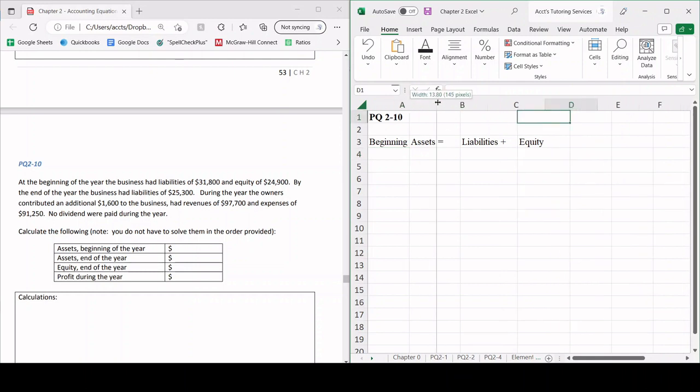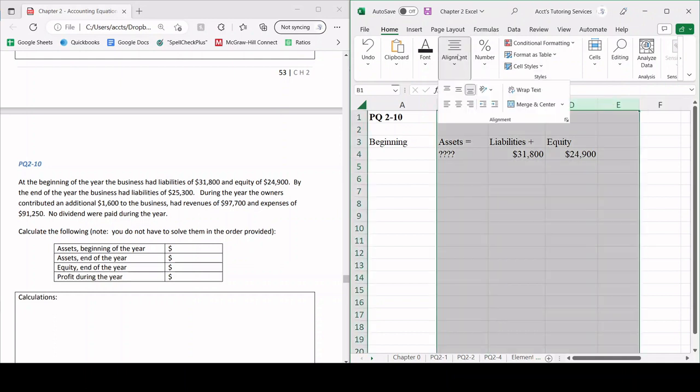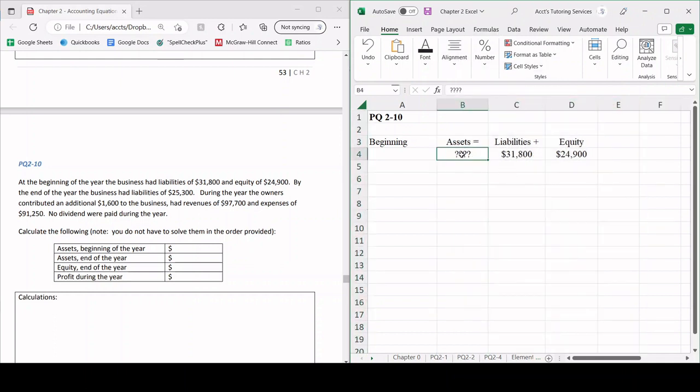Okay. So we know that we're solving for beginning assets. That's going to be blank. But we know that beginning liabilities is 31,800 and beginning equity is 24,900. Okay, to solve for beginning assets, that's fairly straightforward. We've already talked about this. We're going to simply take the 31,800 and we're going to add it to the 24,900. Okay, so now we know part of shareholders' equity.